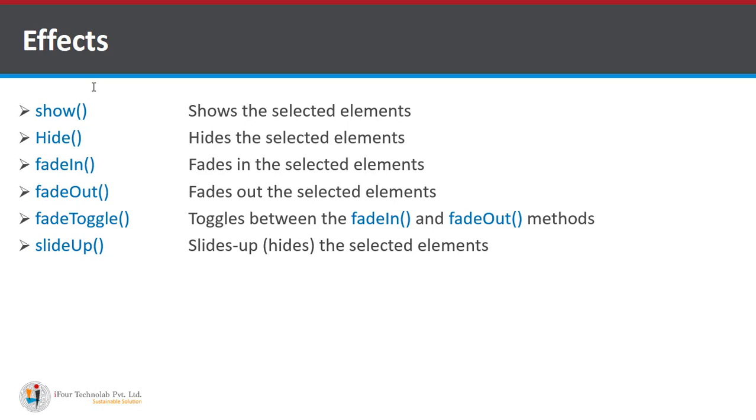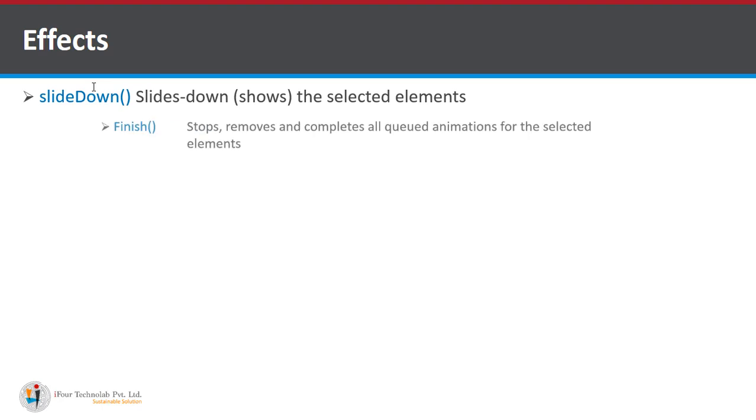Let's move to effects. Following are the effects for an HTML element. Show shows the selected element. Hide hides the selected element. Fade in fades in the selected element. Fade out fades out the selected element. Fade toggle toggles between the fade in and fade out methods. Slide up hides the selected element. Slide down shows the selected element.